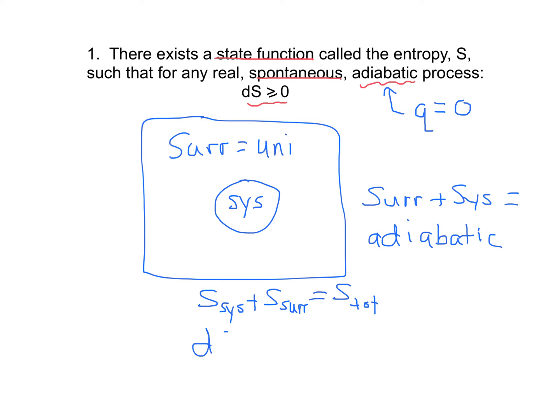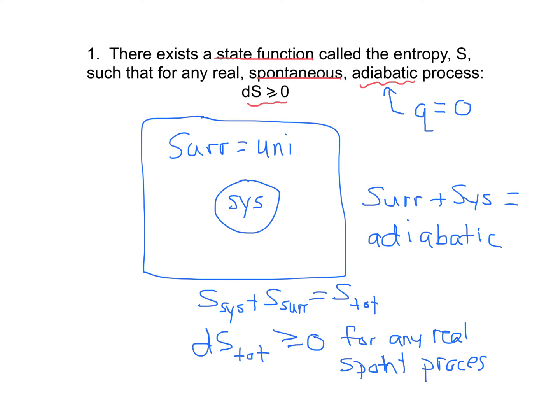So, dS total, since system plus surroundings is always adiabatic, dS total will always be greater than or equal to 0 for any real spontaneous process. And this is the statement of the second law that you are probably more familiar with. Delta S total is greater than or equal to 0 for any real spontaneous process.